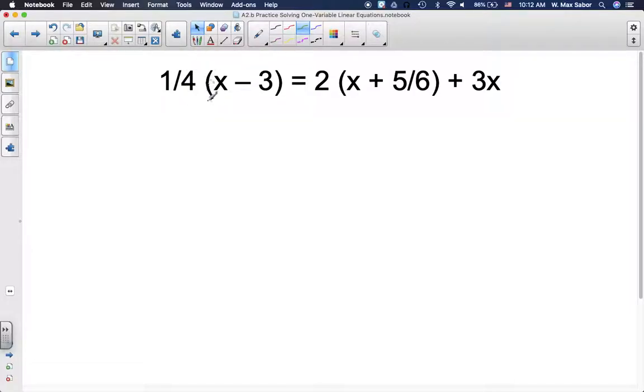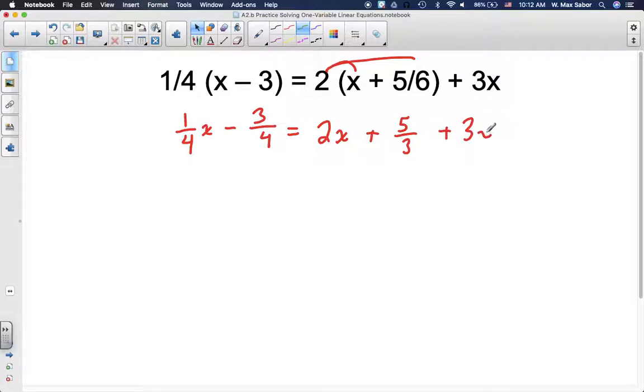Let's go through how we can get rid of fractions. So this is 1/4 x minus 3/4. Distributing this in, this is 2x. 2 times 5/6 is 10/6, or 5/3. 2 divided by 6 is 1 divided by 3, plus 3x.